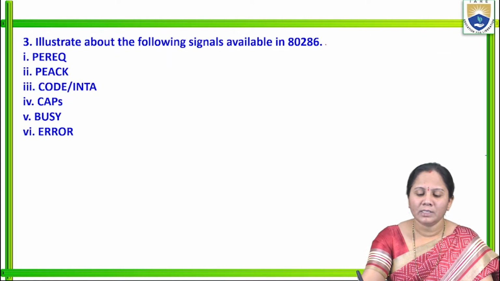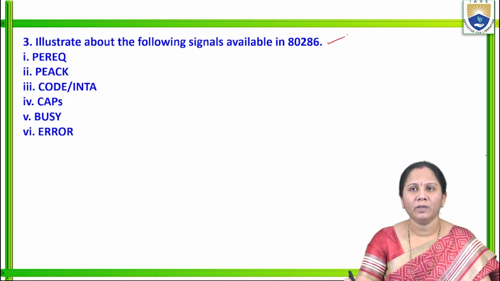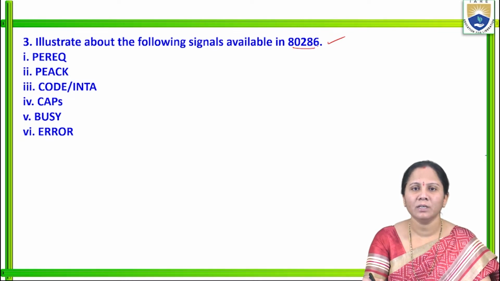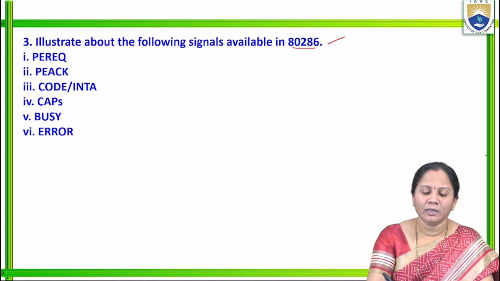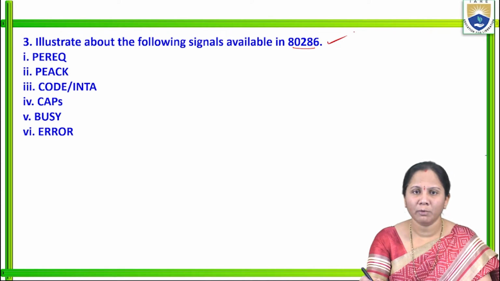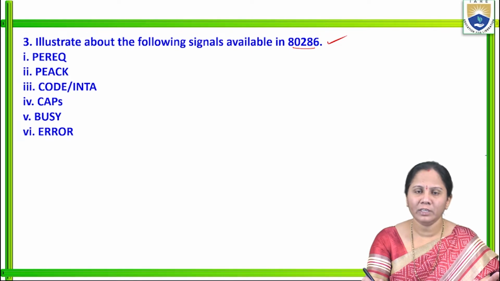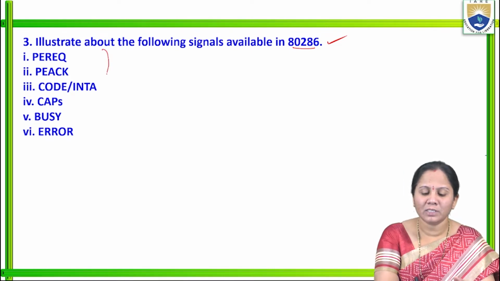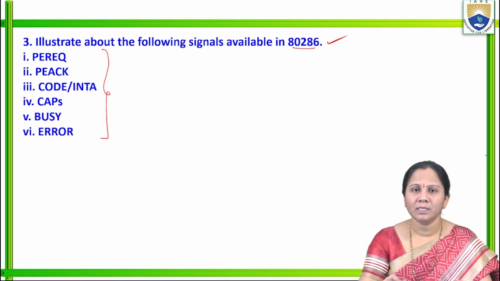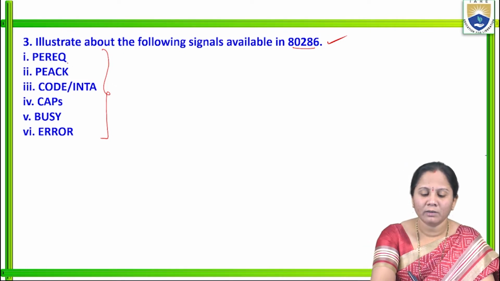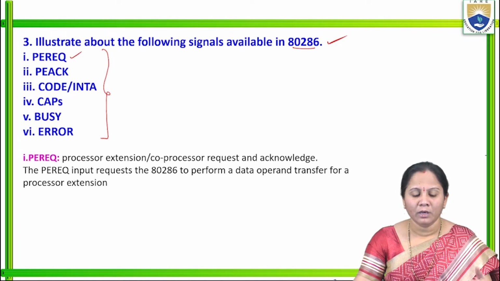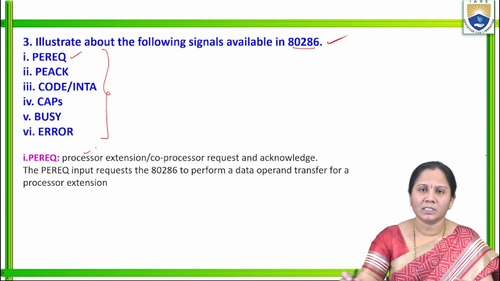And the next one is: illustrate about the following signals available in 80286 advanced microprocessor. Here the 80286 microprocessor has a large number of pins. Among different pins, they have specified some of the pins and we have to write the function of all these pins. So here the first one is PEREQ, which represents processor extension request.